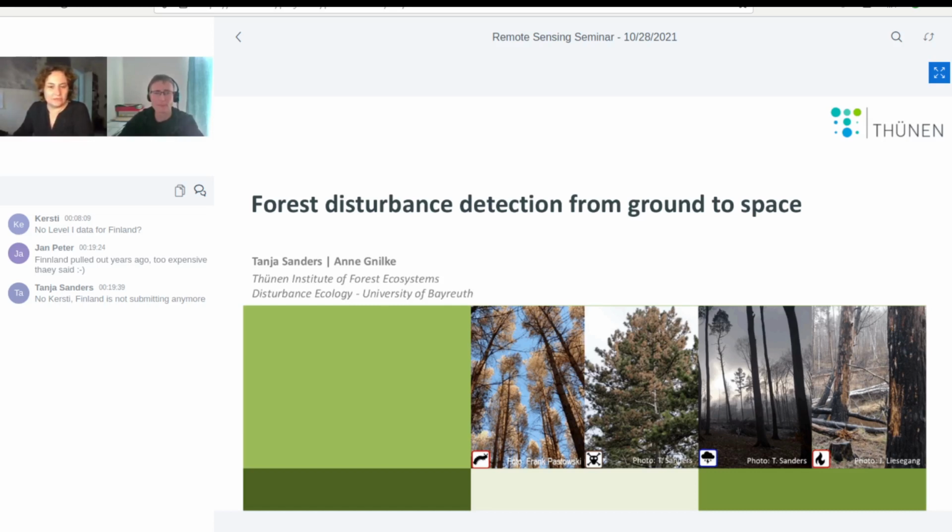So we are going to share this presentation, Forest Disturbances Detection from Ground to Space. I'm having more the ground part, and Anna is going to continue later with the space part.